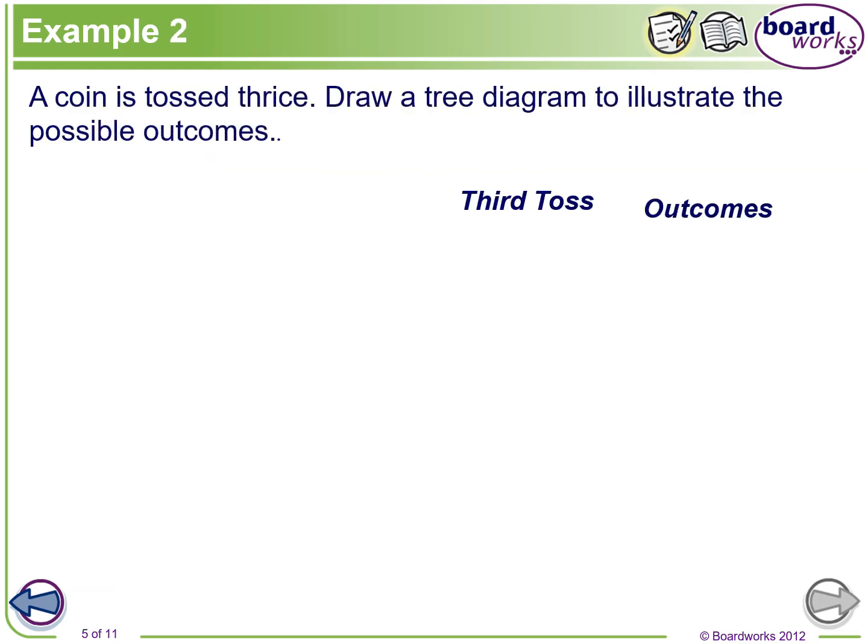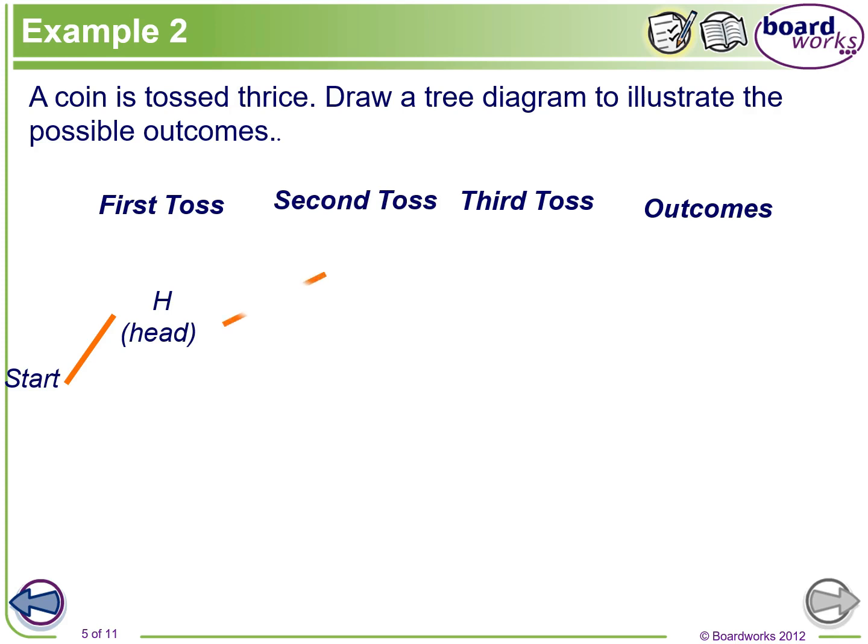Here, if a coin is tossed twice, draw a tree diagram to illustrate the possible outcomes. Using a tree diagram, we are going to find how many possible outcomes there are if we toss a coin twice. Let's start here. The first toss could be head. The second toss could be head. The third toss could be head. So the outcome here is head, head, head.